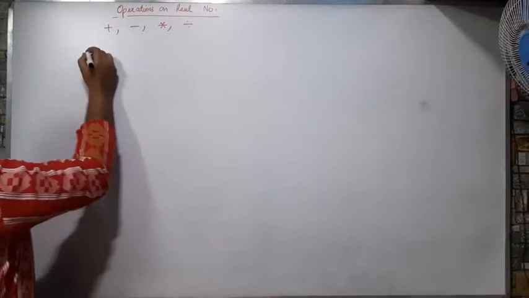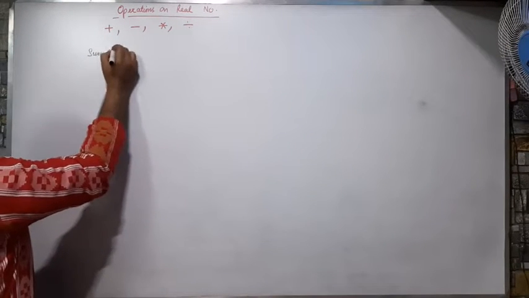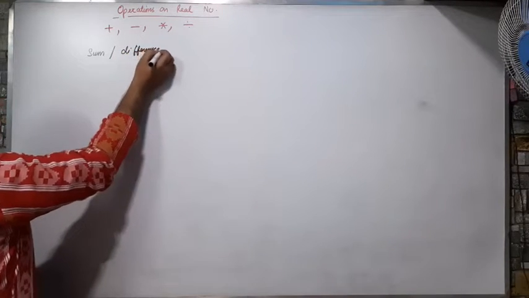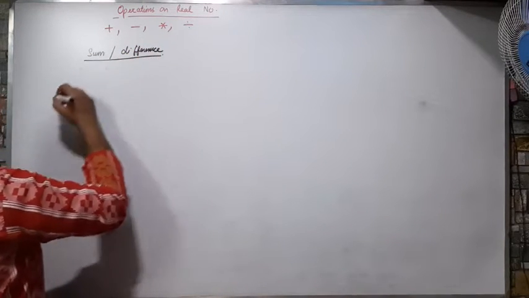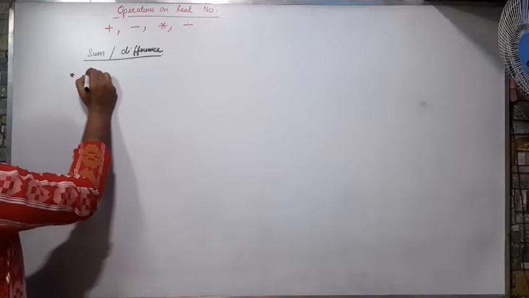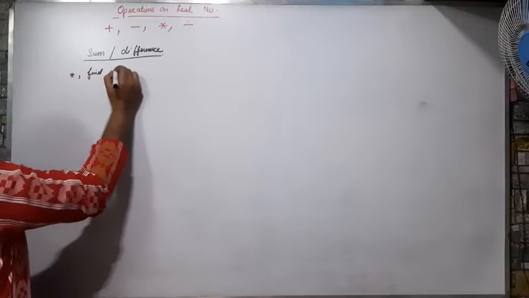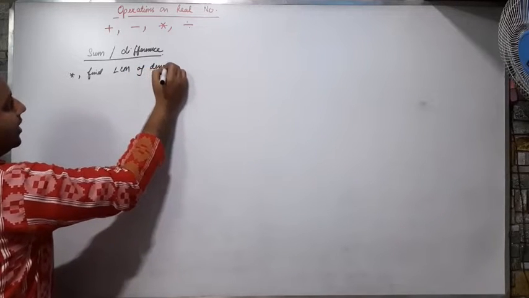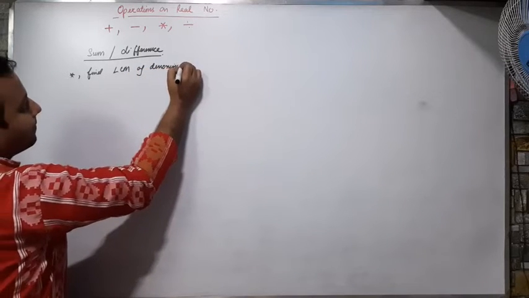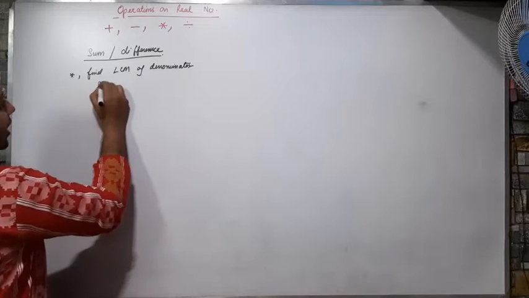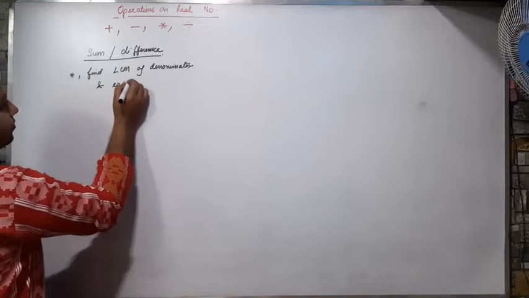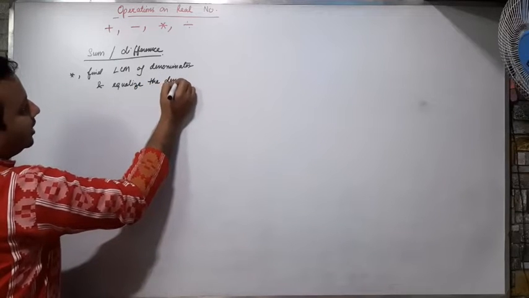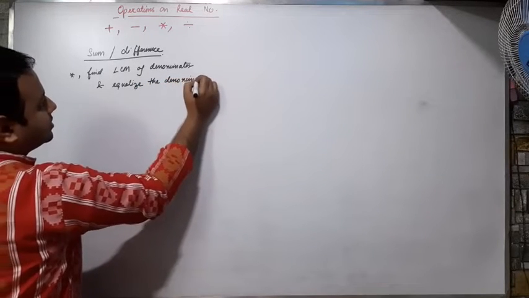Now, how to do sum or difference? For doing sum or difference, the first step is that find LCM of denominator and equalize the denominators.